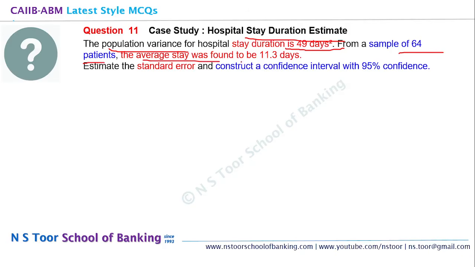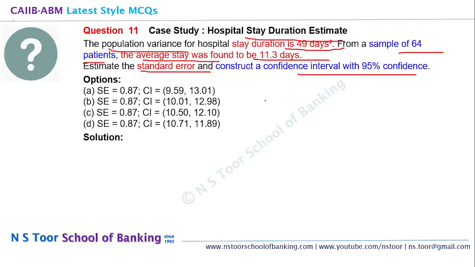The average stay was found to be 11.3 days. So from a sample of 64 patients, the average stay was found to be 11.3 days. It means the sample mean is 11.3 days. Estimate the standard error and construct a confidence interval with 95% confidence. From this information we first have to find the standard error, and after that count the confidence interval with 95% confidence. So let us go for the solution now.